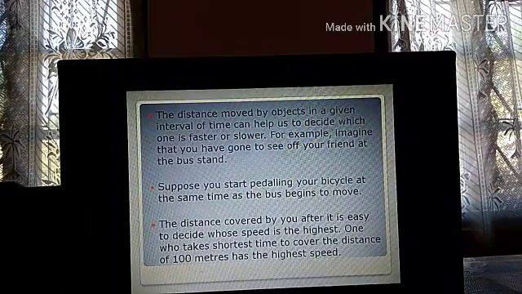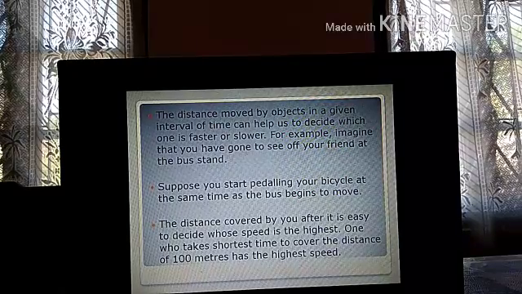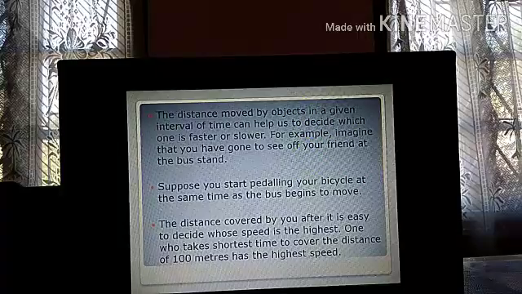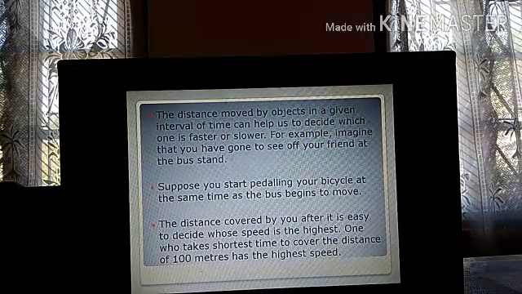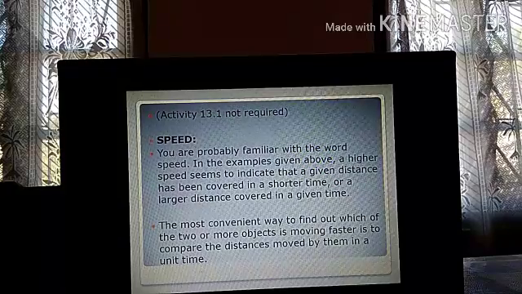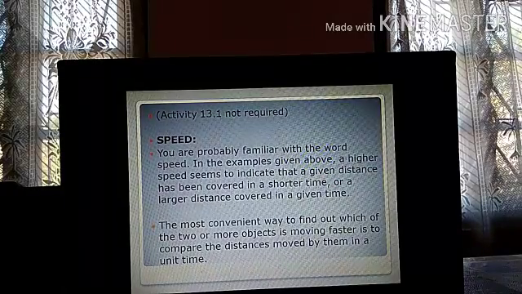So generally, bicycles or rickshaws are quite slower compared to buses or trucks or any kind of cars or any kind of vehicles, isn't it? Now one activity was there, activity 13.1, that is not needed. Okay, you can skip that.